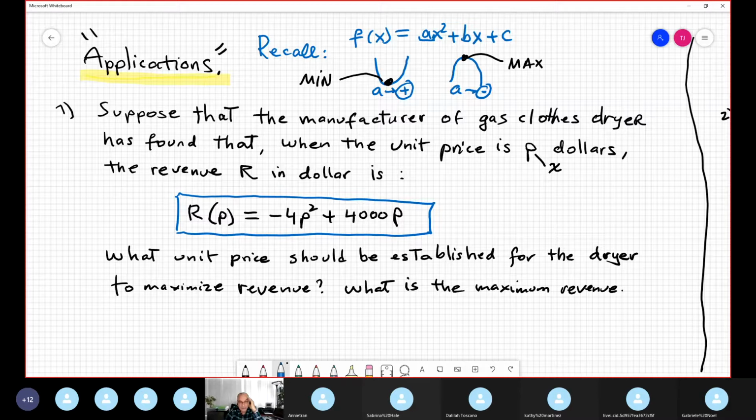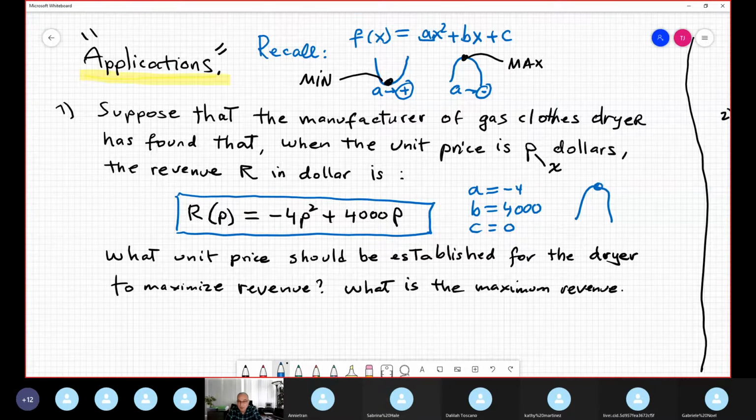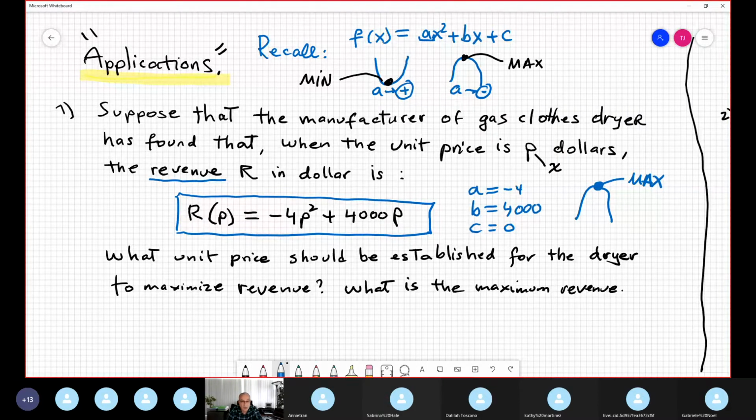Therefore, comparing our specific formula and the standard, A is -4, B is 4,000, and C is missing, it is 0. Therefore, I know that this parabola opens down because A is negative. And this point is the famous point at which we maximize the profit. The profit, no, the revenue. Sorry.